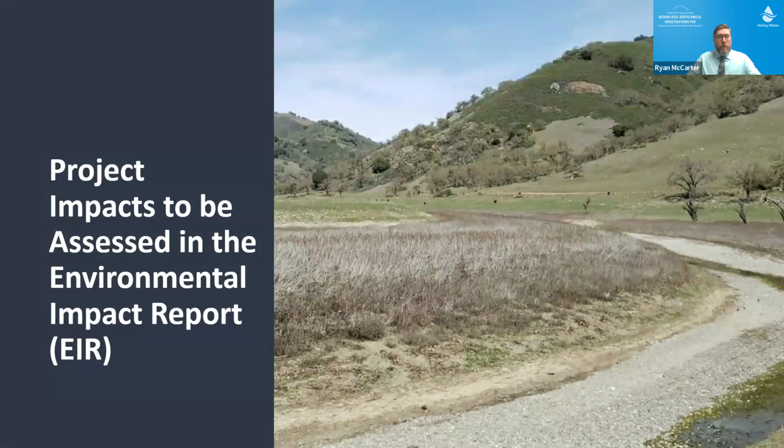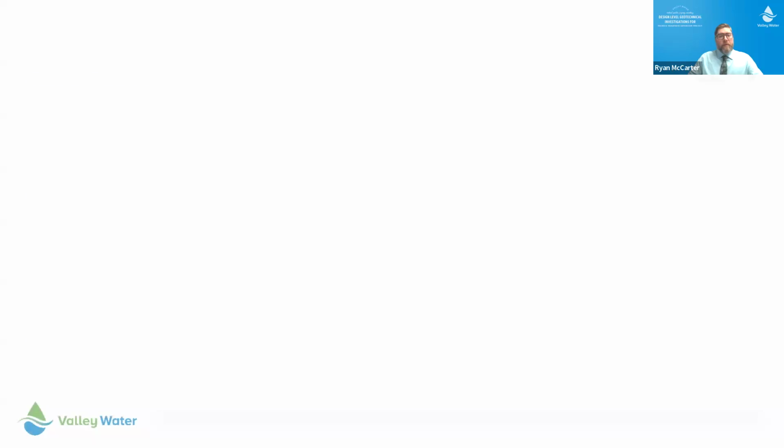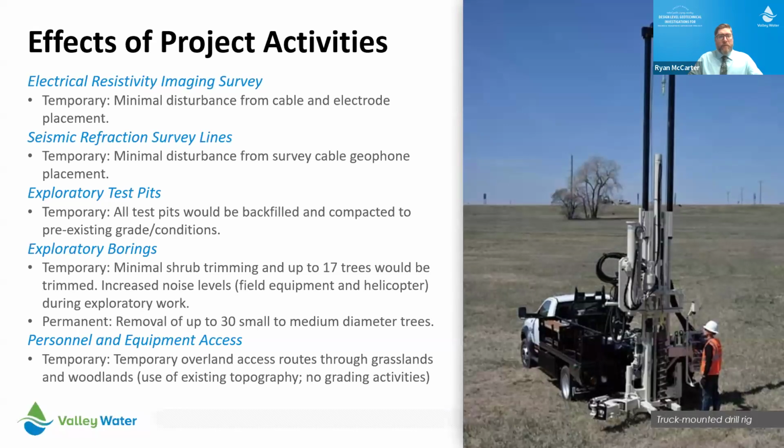Okay, so next I'm going to go through the project impacts that we'll be assessing in the EIR. This breaks down some of the different activities I just described and what the effects of those activities are, starting with the electrical resistivity imaging survey. It's minimal disturbance, temporary at the surface from the cable and the electrode placement. The seismic refraction survey lines also have a temporary disturbance from the cable and the geophone placement. Those go in a very shallow stake that gets placed into the ground along those lines.